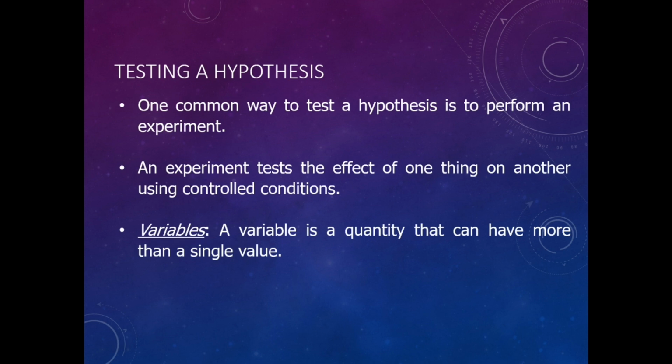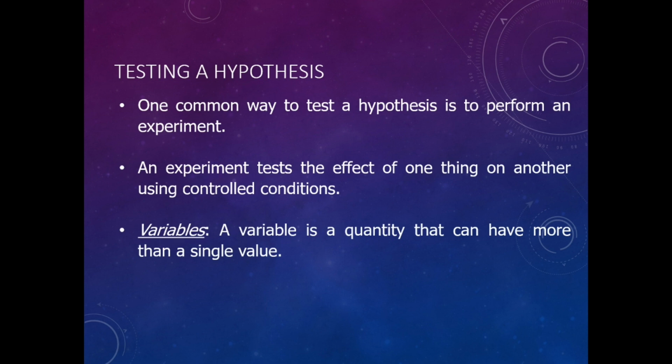So one common way to test a hypothesis is, of course, to perform an experiment. And an experiment tests the effect of one thing on another using controlled conditions. And the word I really want to focus on in this slide here is "one thing." When you do an experiment, you're only testing that one thing. It is very, very crucial that you only test one thing at a time. You can test multiple things, but each thing that you're testing has to be its own separate experiment.